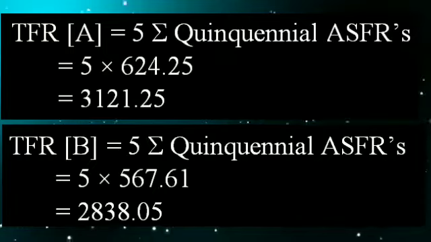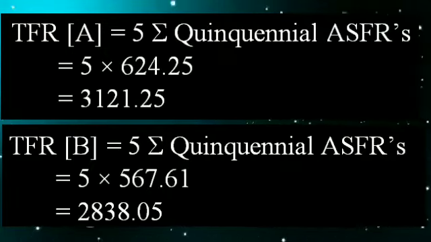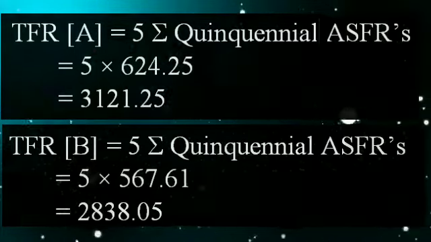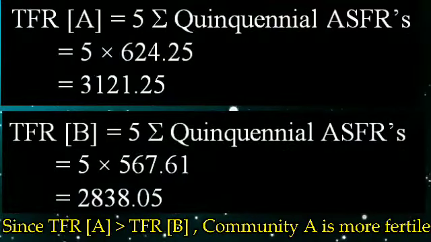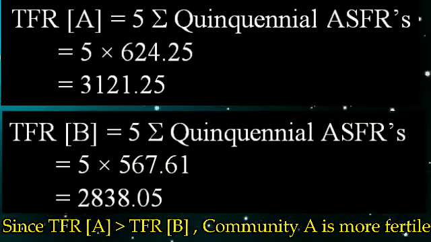After computing both the fertility values, you should compare the fertility rate for both the communities A and B. Here, birth rate is more in the first community than the second community, because 3121 is greater than 2838. So fertility rate is more in community A than community B. So based on the TFR value, you should conclude about the data. Since TFR of A is greater than TFR of B, community A is more fertile.